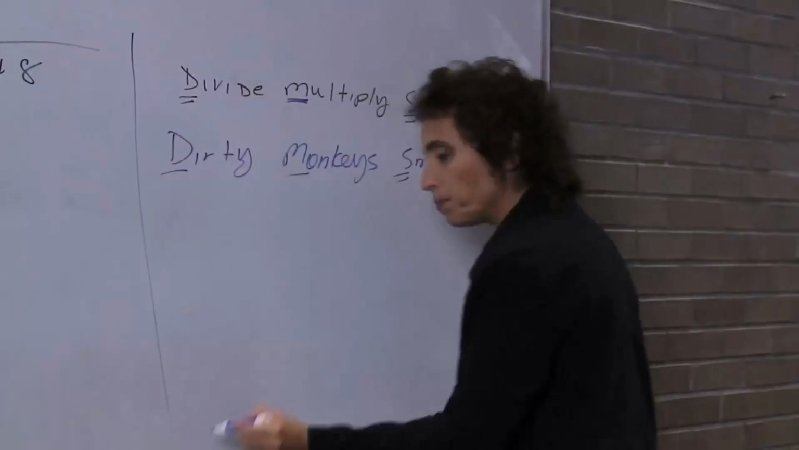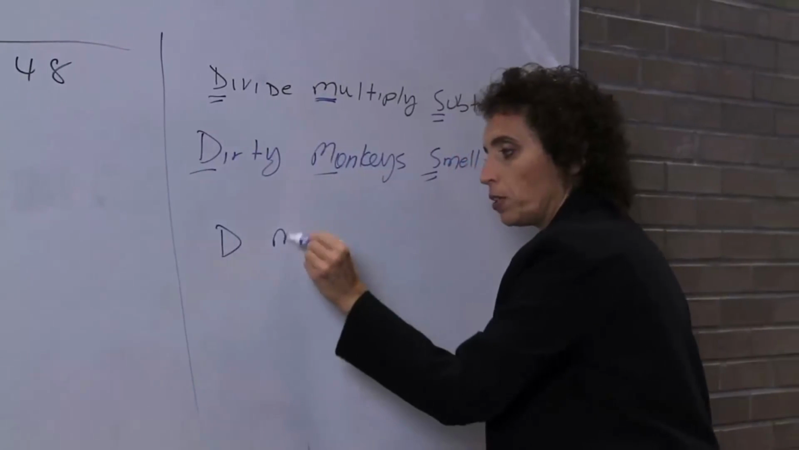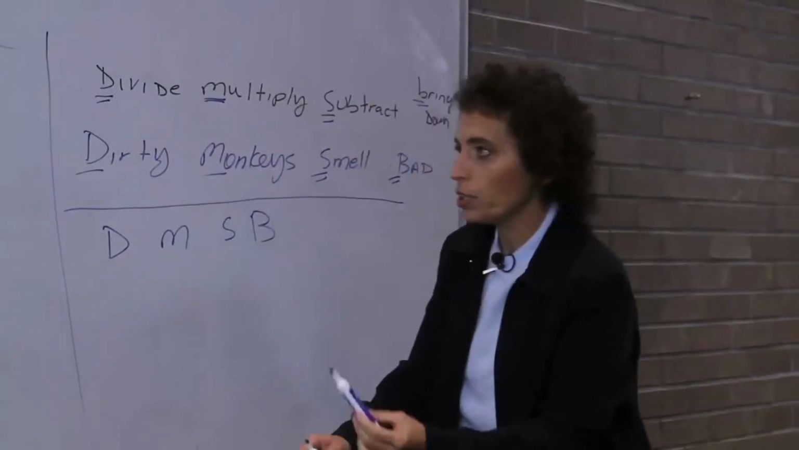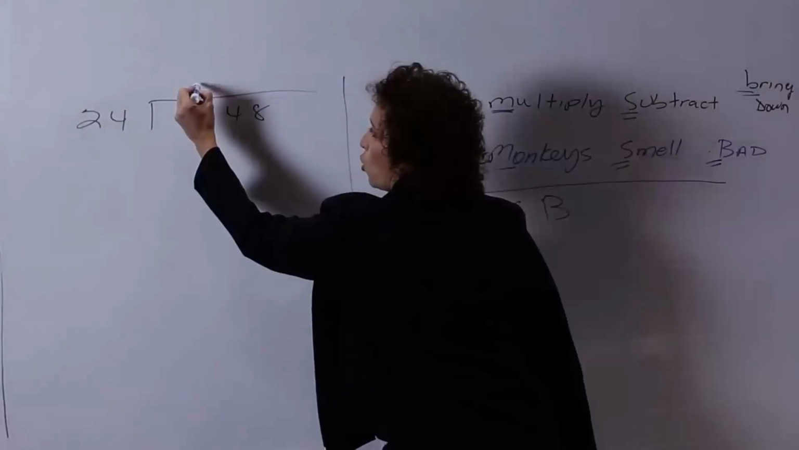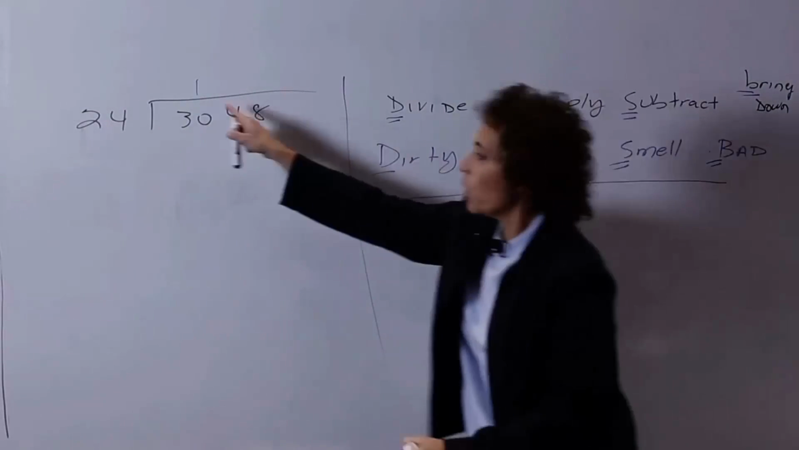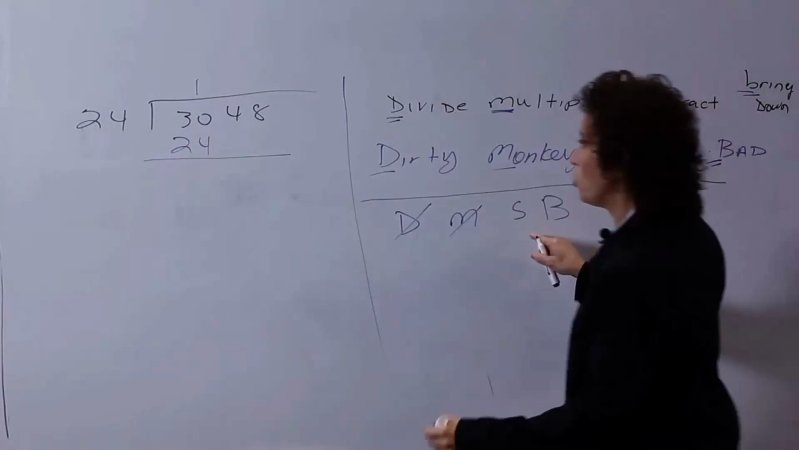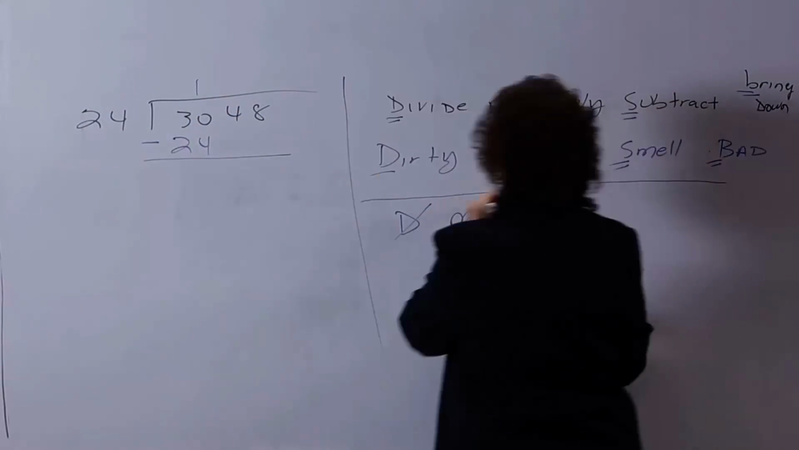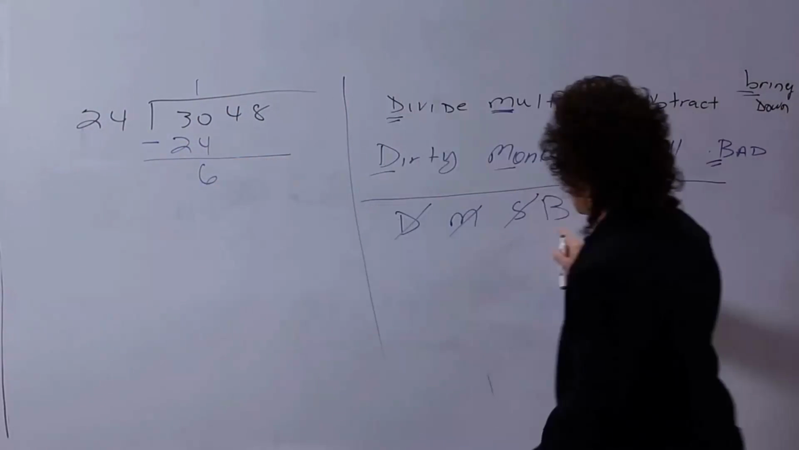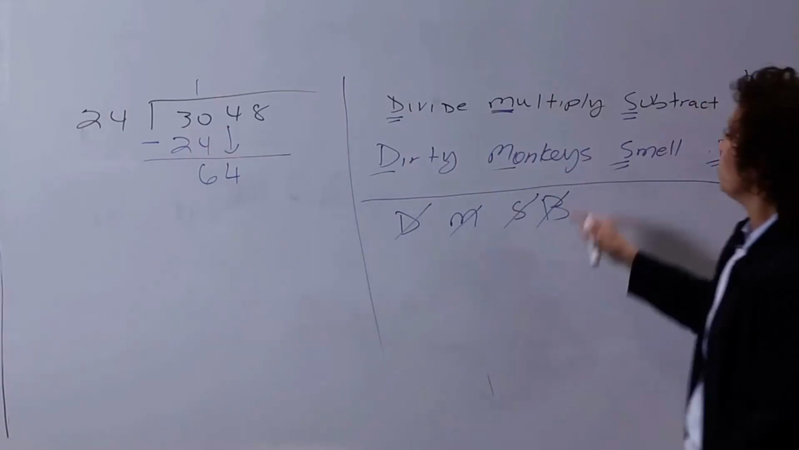Okay, so let's do this problem. We got 24 into 3 does not go. So we're going to start. I like to start by doing this to remind me the steps. Dirty monkeys smell bad. Okay, so we're going to divide. 24 goes into 30 once. Now we're going to multiply. So 1 times 24 is 24. Now we're going to subtract. 30 minus 24 is 6. Now we're going to bring down. So we bring down this number. And now we have to start over again.